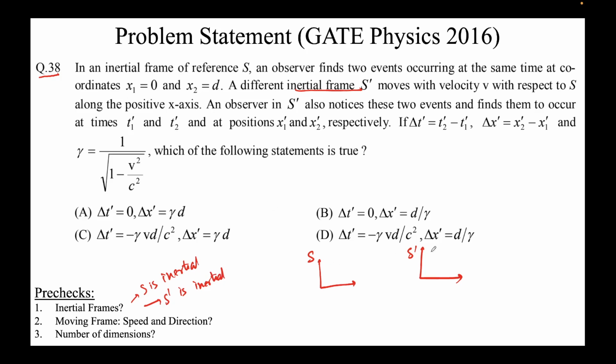Secondly, S prime is moving with velocity v with respect to S in the positive x-axis. So for the moving frame, which is S prime in this case, the speed is v and the direction is the positive x-axis. The third thing, we check the number of dimensions in this problem. It only talks about the x dimension. The time is there, but in terms of space coordinates it only talks about x, so the problem is one dimensional. This is the summary of the pre-checks that we did.